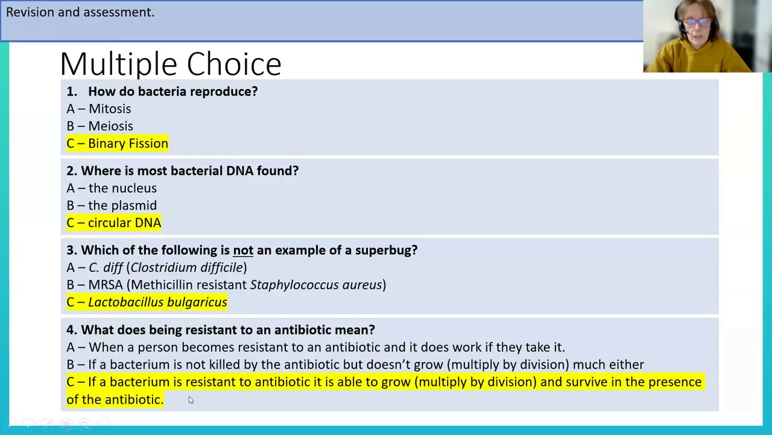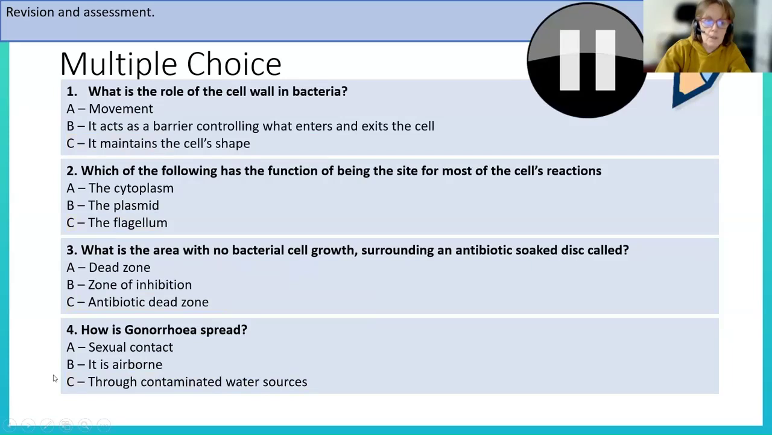So what does it mean to become resistant to an antibiotic? If a bacterium is resistant to an antibiotic, it is able to grow. So it multiplies by this type of binary fission and survives in the presence of that antibiotic. People don't become resistant to antibiotics. We are not resistant to antibiotics, or we would die when we took them. We wouldn't take them if they killed us. So it's not A, which some people confuse.